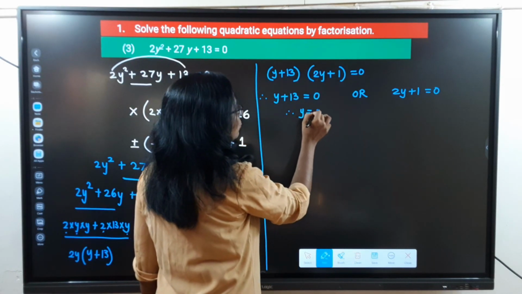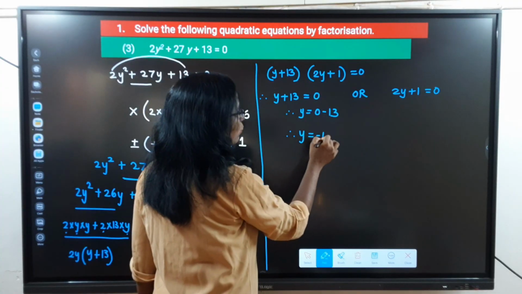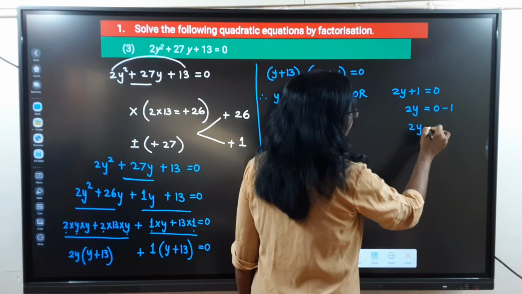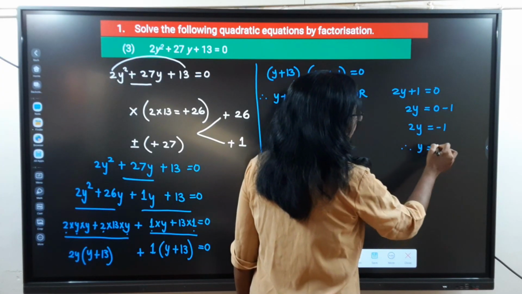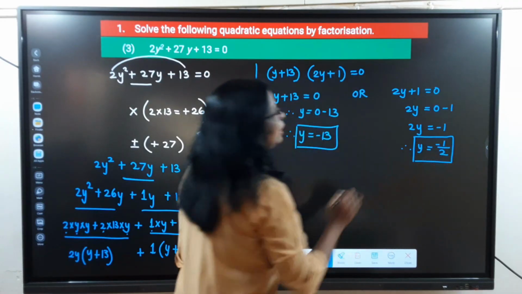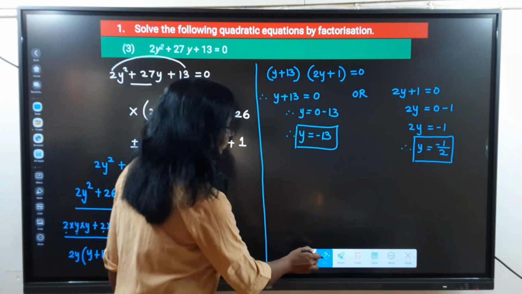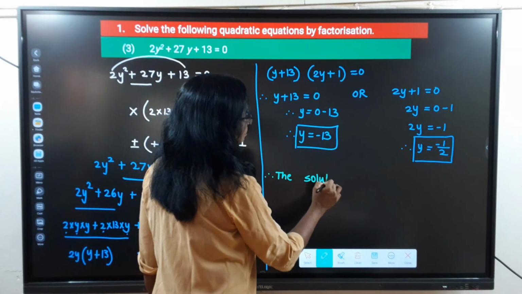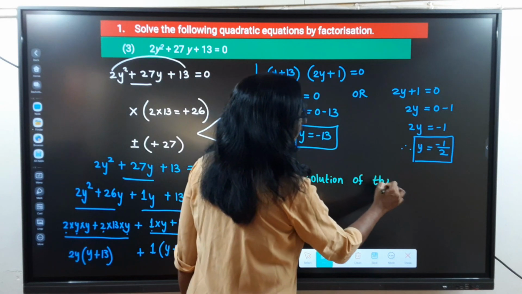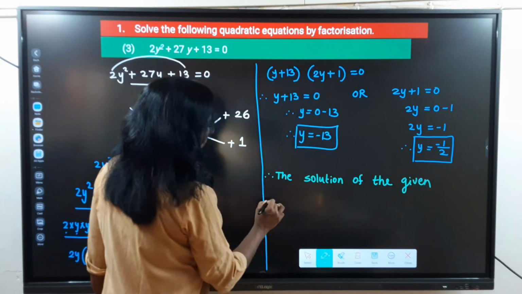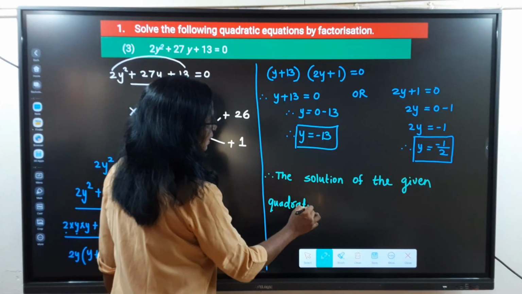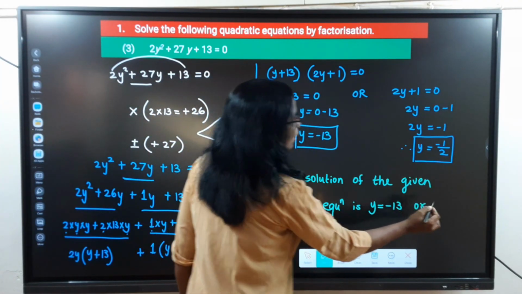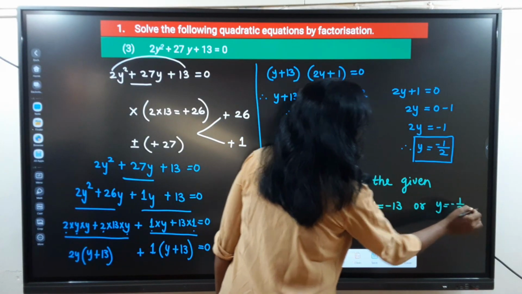Therefore y = 0 − 13, so y = −13. Then 2y = 0 − 1, so 2y = −1, therefore y = −1/2. So finally we have the solution. We can write in word form: the solution of the given quadratic equation is y = −13 or y = −1/2.